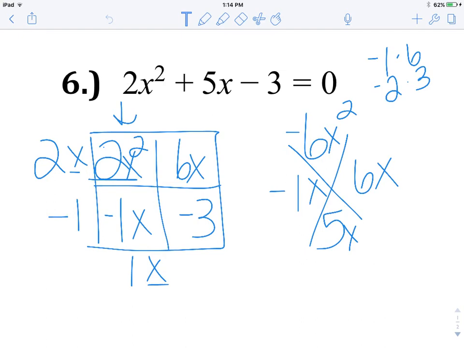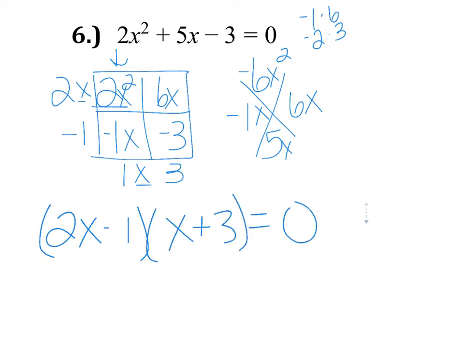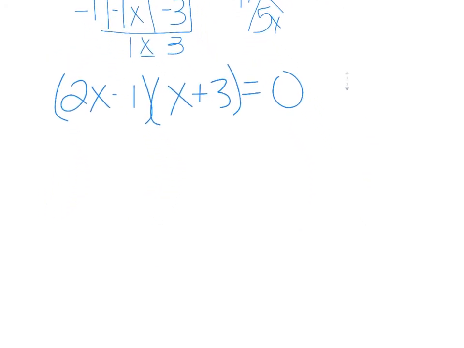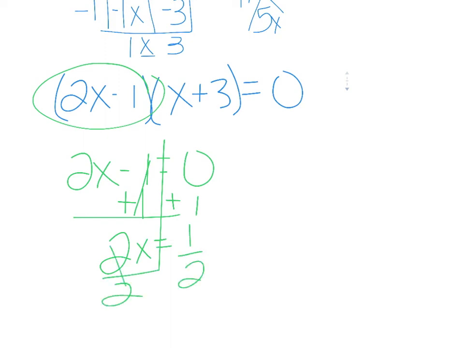So negative 1 times 1x is negative 1x. And down here we'll have our 3. So our factors end up being 2x minus 1 and x plus 3, equals 0. So again, we are going to solve for x. We're going to find our 2 answers. So if I take a look at the first parenthesis, I have 2x minus 1 equals 0. I'm going to start by adding 1 to both sides to get 2x equals 1. I'm going to divide both sides by 2 to get x equals a half. Or you could say 0.5, but again, I'm just going to leave it as a fraction.